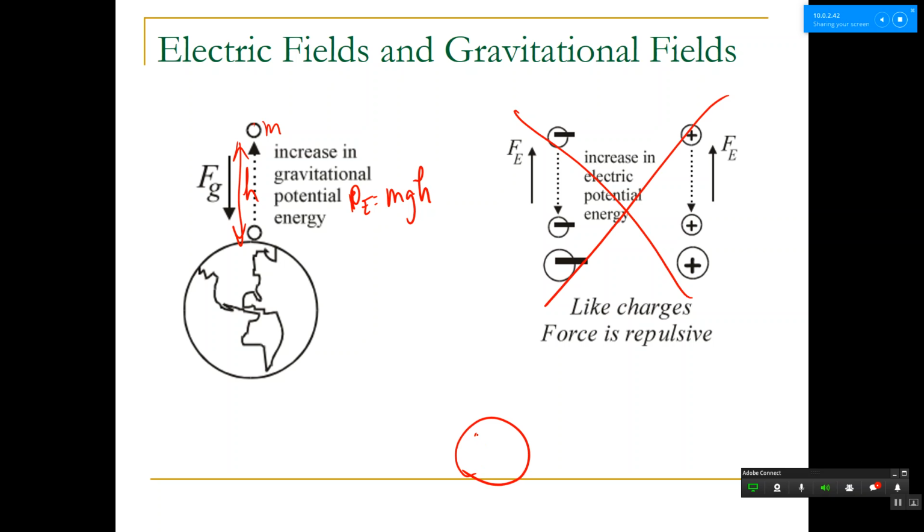If I had an object that was very positively charged, and I put a negative charge there, what's going to happen to that electron? It's going to be attracted and go downwards, right? Very similar to if I had an object and I put it here and let it go, it's going to fall downwards. If I put an electron there, it's going to fall downwards.